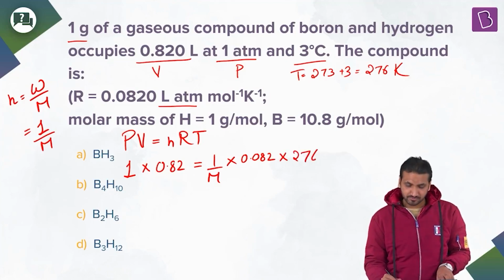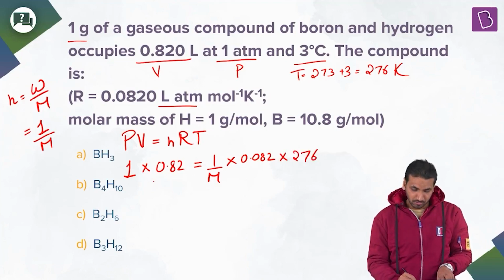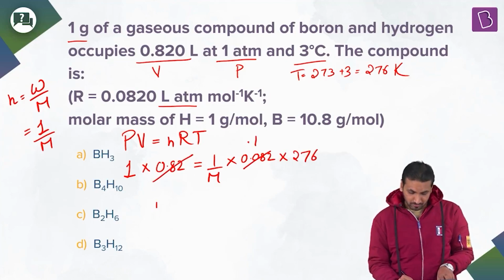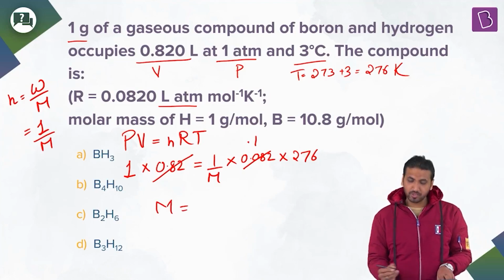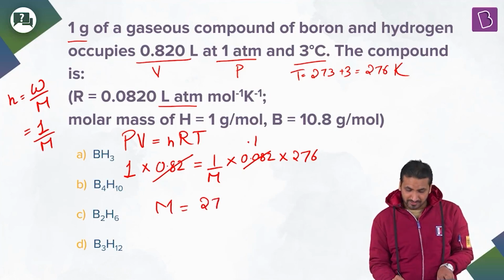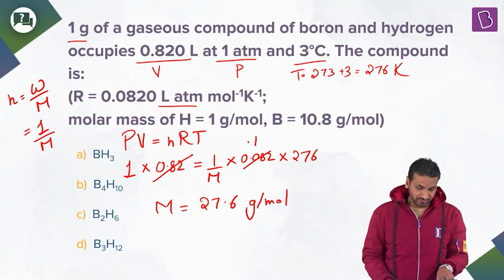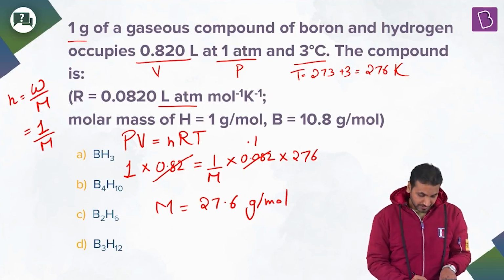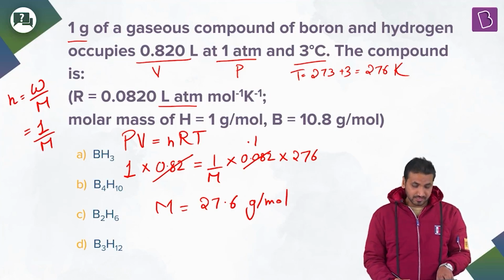Perfect. If you just solve this out, 0.82 divided by 0.082 will be 10, so M will be 0.1 into 276, that will be 27.6 gram per mole. Perfect. I have 4 options, A, B, C and D. I have to figure out their mass.